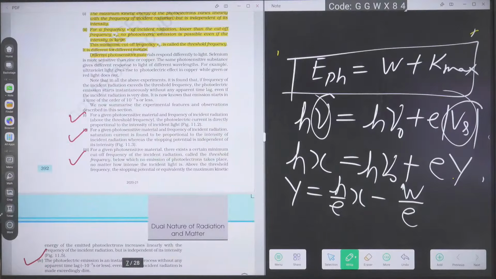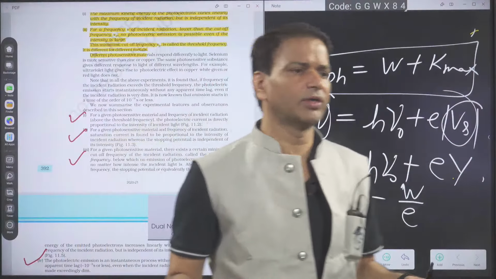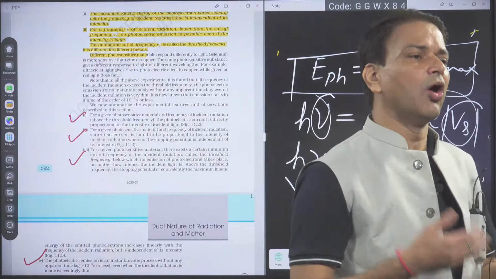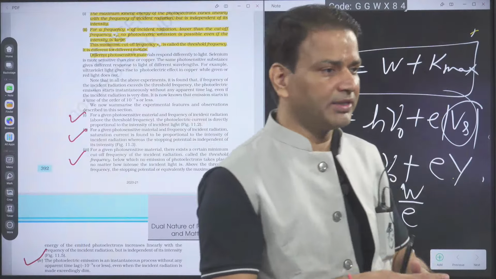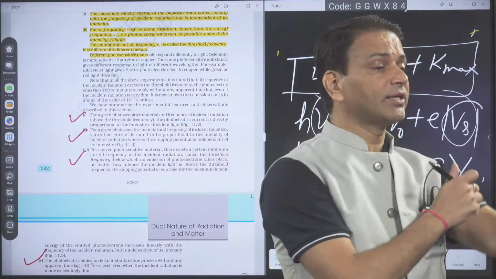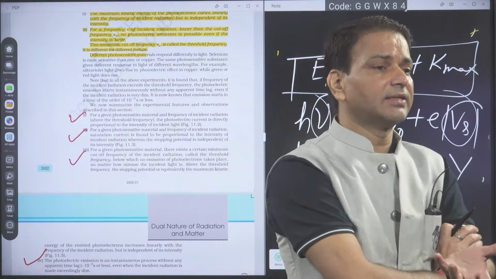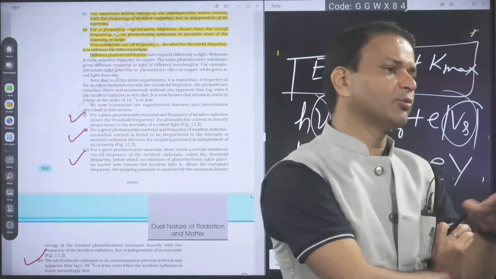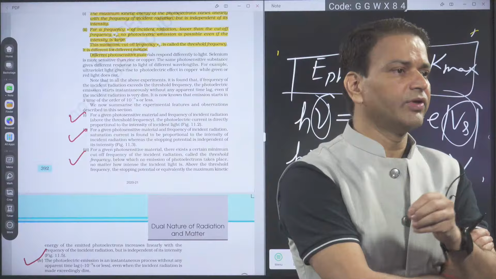Why does this experiment verify the particle nature? It is given here also, because if it were a wave nature, then whatever frequency we take, it doesn't matter. All radiation would have to eject the photoelectron. Maybe it would take more time, but ultimately ejection has to take place. But what we observe is that when the energy of the photon is less than a particular energy, then however long you expose the metal to the light, no ejection will take place.